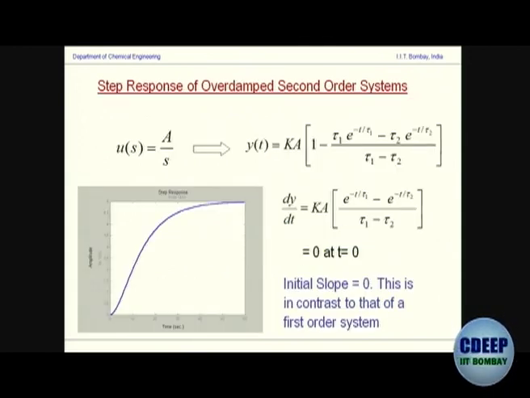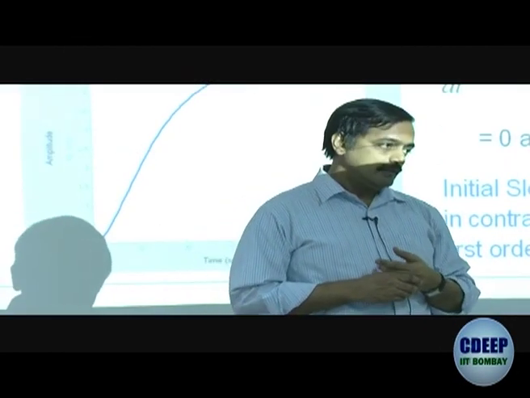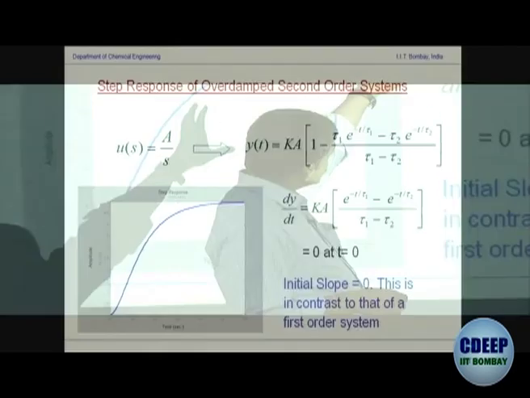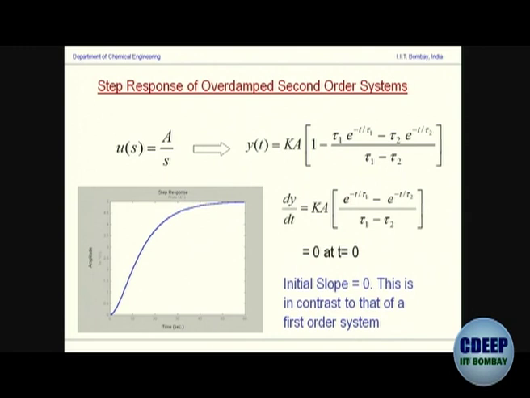Okay. Let us look at some of the responses of underdamped systems. If I subject it to a step, then I can write the output expression in terms of those. There are actually three terms: 1 minus the first term minus the second term. If you look at that expression, it seems to suggest that this is like a first order, because in first order also you had 1 minus k e to the minus t by tau. Here you have 1 minus something e to the power minus t by tau 1, minus something e to the power minus t divided by tau 2.